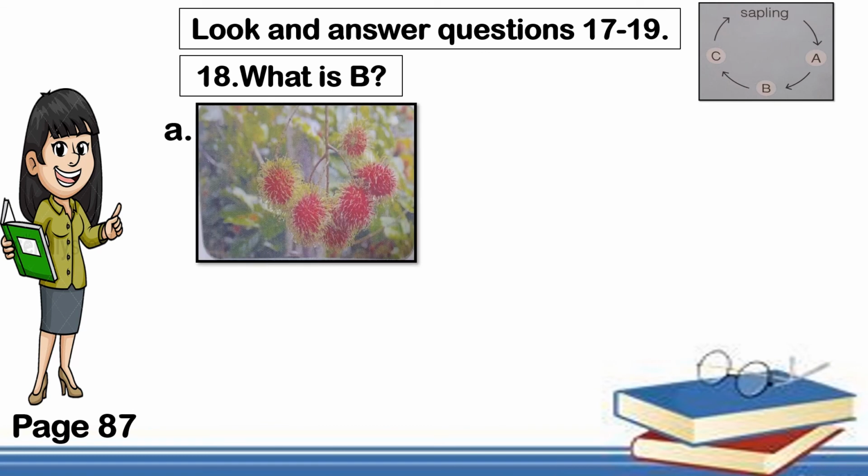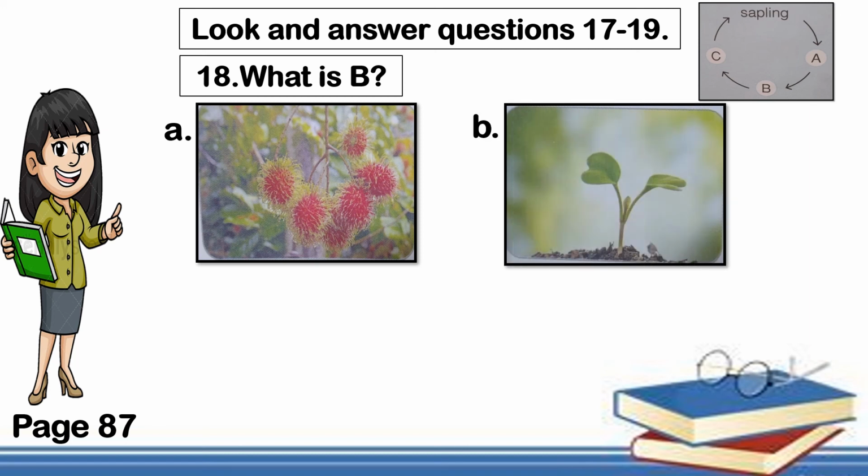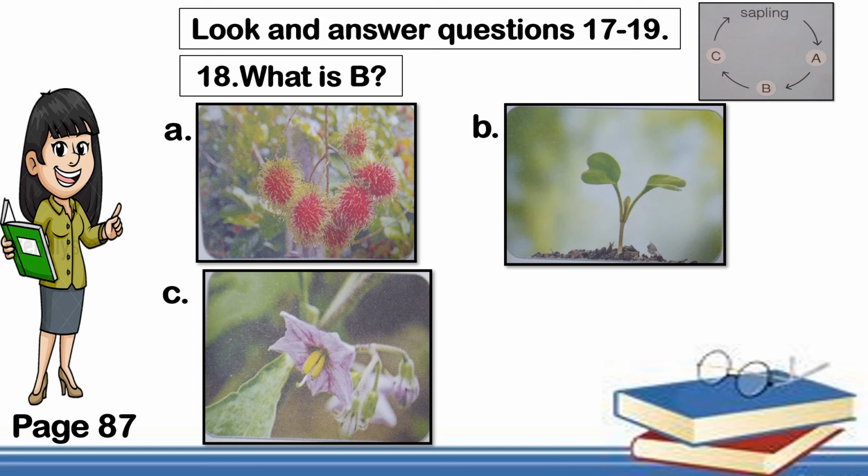Look and answer questions 17, 18, and 19. What is letter B? If letter A is flower, what is letter B? What will happen to letter B? The flower will become letter A, fruit. Letter B, the flower will become sapling. Or letter C, the flower will become a flower.